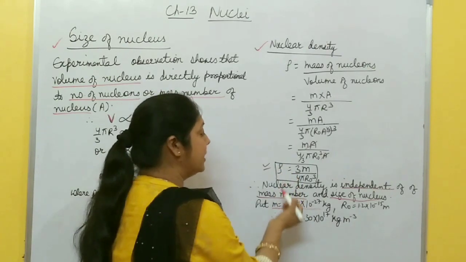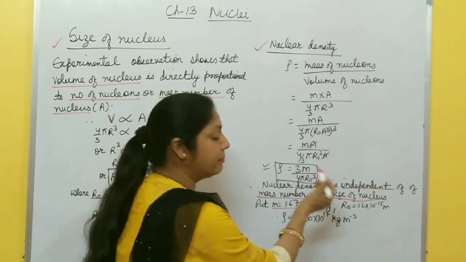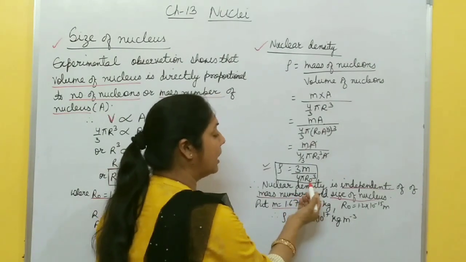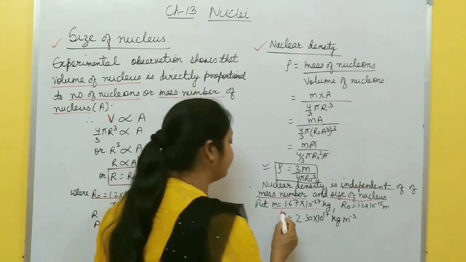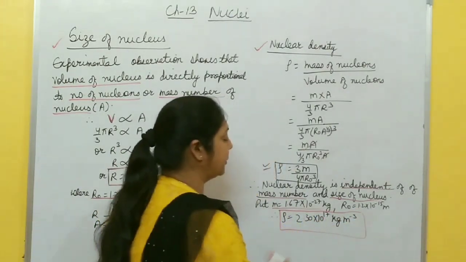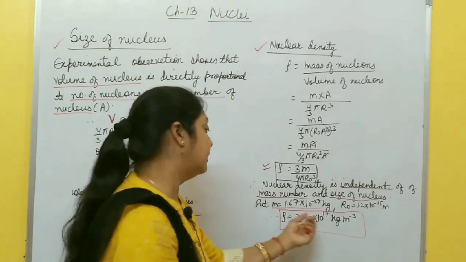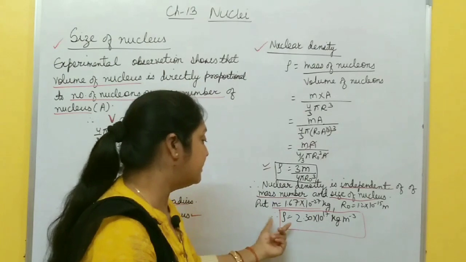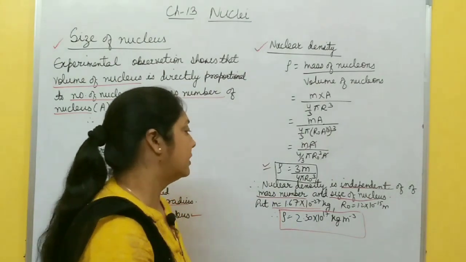And its value is, if you put the value of M, this one 1.67 into 10 to the power minus 27 kg, R naught is 1.2 into 10 to the power minus 15, you get density equal to 2.30 into 10 to the power 17 kg per meter cube. And here power is 17. It means nuclear density is very, very high, right? And its value is this one.